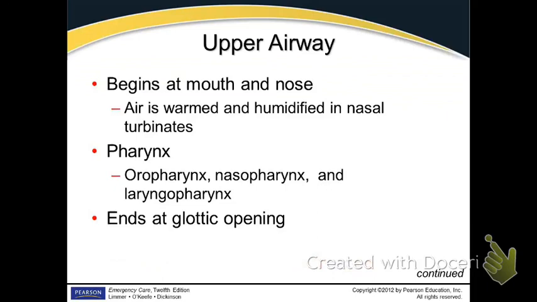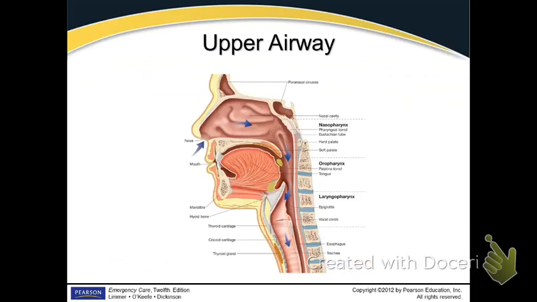Yeah, the larynx, right here. And it ends at the glottic opening. Why is this called the glottic opening? Very good. The epiglottis is typically right there on top of it. So you have the glottic opening, where the epiglottis is, essentially. Below the epiglottis, it would be considered the lower airway.